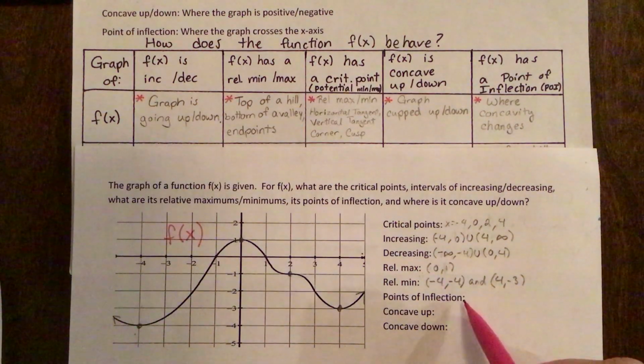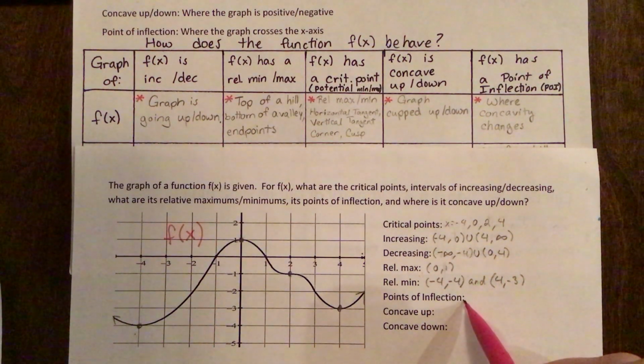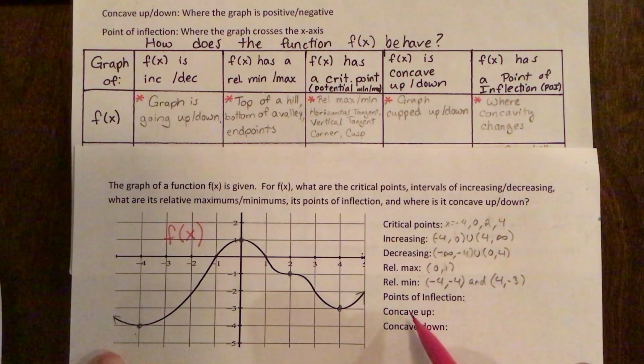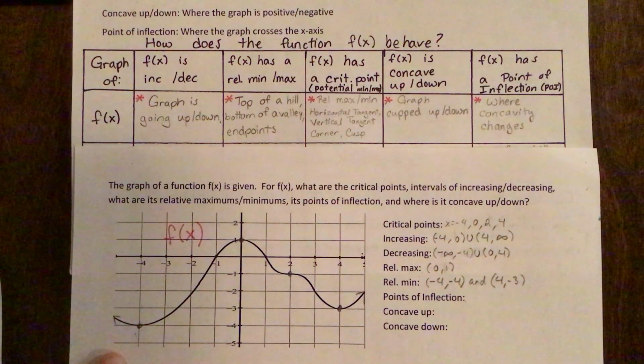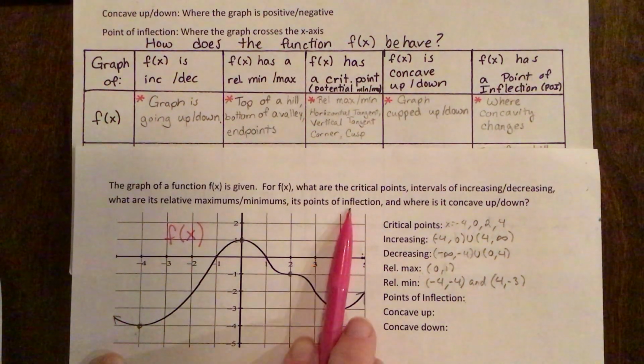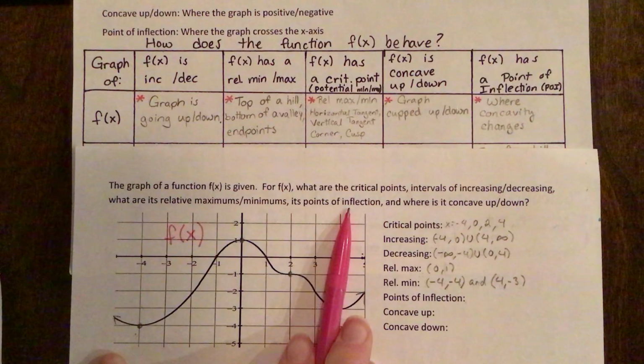All right. Points of inflection, that's where we switch concavity. So think about a bowl facing up and a bowl facing down. When do we switch between the two? And we're going to have to kind of estimate here a little bit. Points of inflection, we really only care about the x values on those.